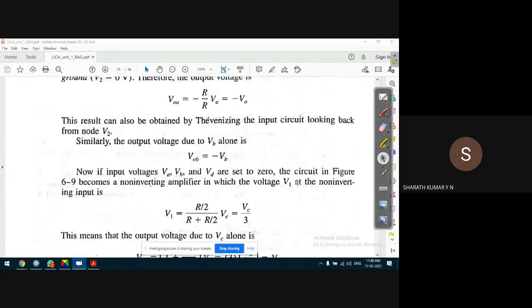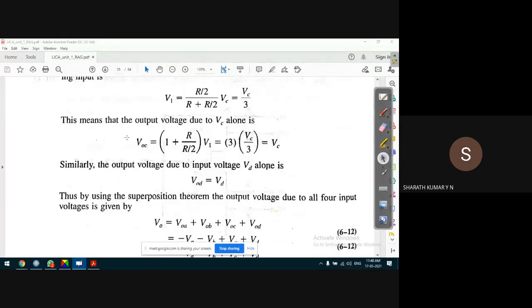So accordingly, the input voltage applied to the non-inverting input terminal is VC by 3, and the output voltage due to VC can be written as the gain of the non-inverting amplifier into V1.